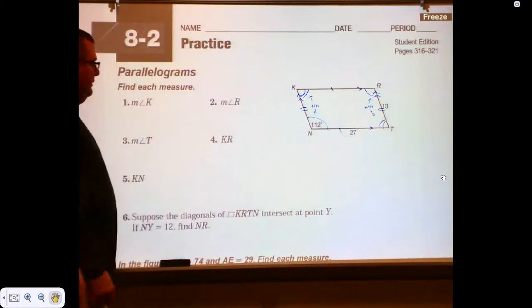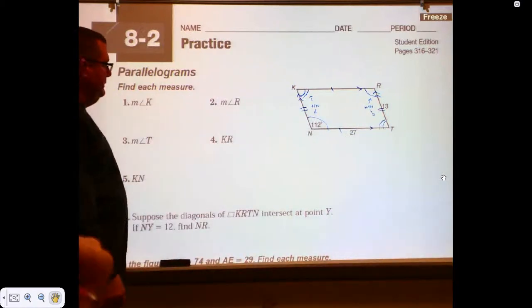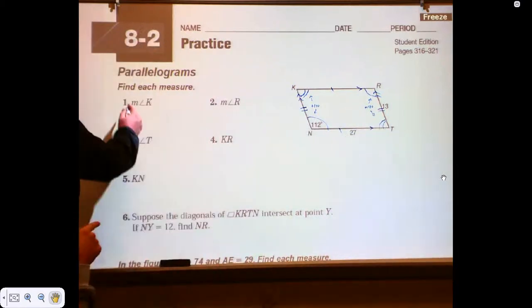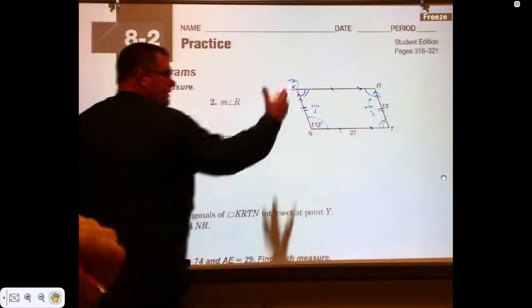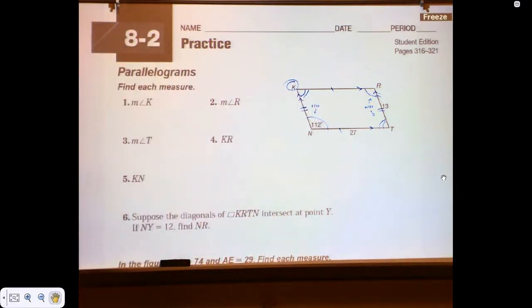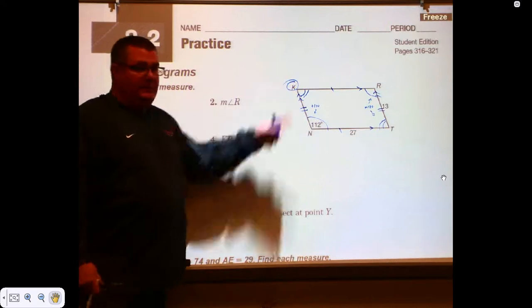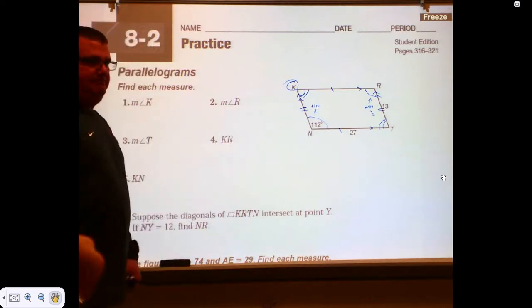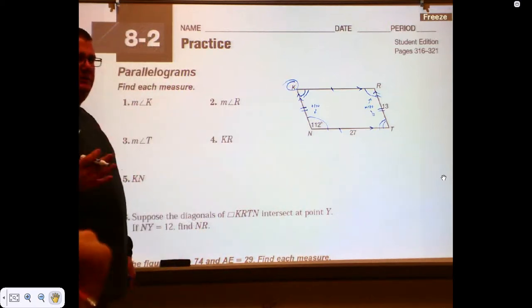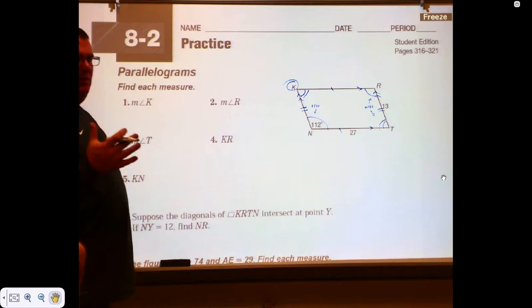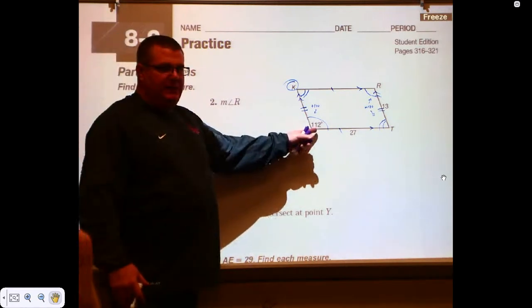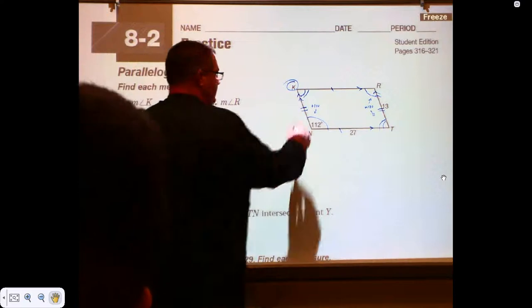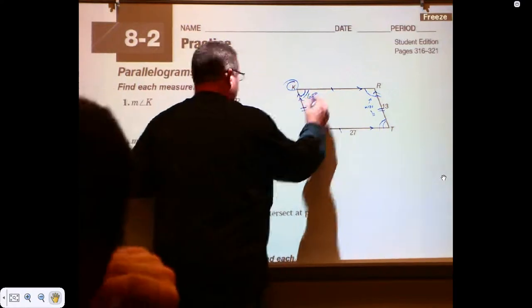So if this is 112, 180, how much is left for this to be? What do you think, about 120? Well, think about it. 180, this was a 120, you need 60 to get to 180. KR is 27. It's congruent to this, so that's what? KN.